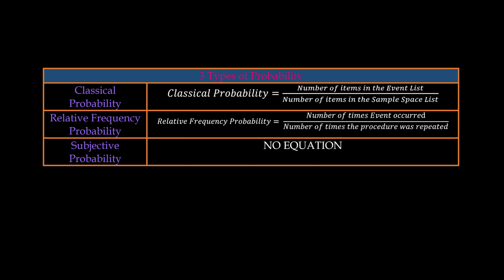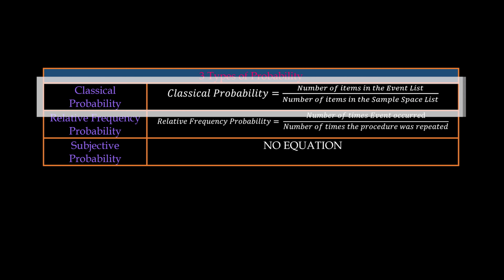There are 3 types of probabilities. The first one is called classical probability. This is where all the items in the sample space have an equal chance of occurring. All the examples we've looked at thus far were approached classically, but sometimes it doesn't make sense to use classical probability.